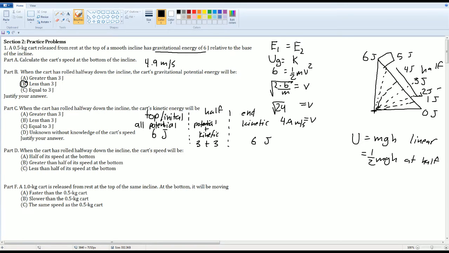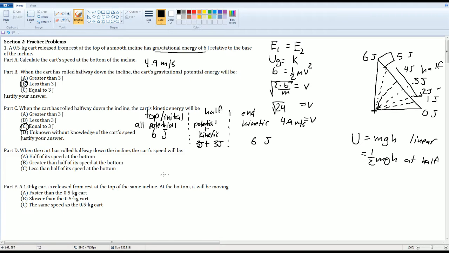So 6 joules of energy, halfway is 3 joules of energy. This is just energy. You don't know what its velocity is, but you know that the kinetic energy must be 3 joules for kinetic and 3 joules for potential. So it is equal to 3 joules of energy.